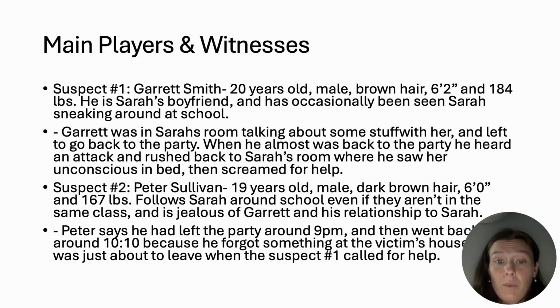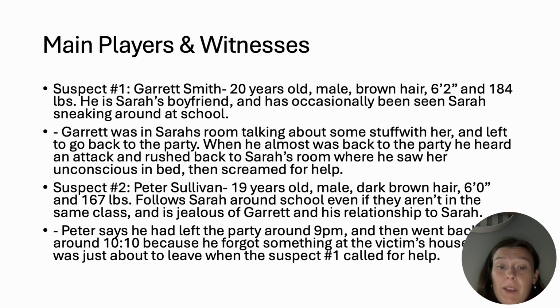So the main players and witnesses of this crime scene: suspect number 1, Garrett Smith. He is 20 years old, male, brown hair, 6'2", and 184 pounds. He is Sarah's boyfriend and has occasionally been seen sneaking around with Sarah at school. Garrett was in Sarah's room talking about some stuff with her and left to go back to the party. When he was almost back to the party, he heard an attack and rushed back to Sarah's room, where he saw her unconscious in bed, then screamed for help.